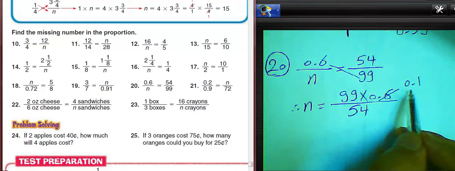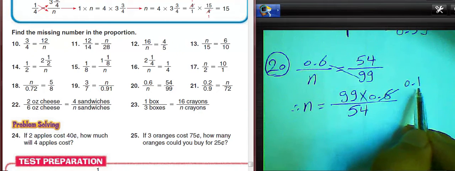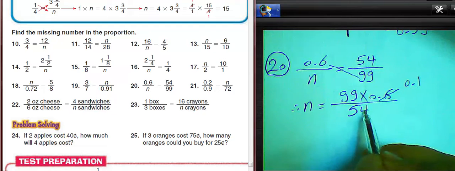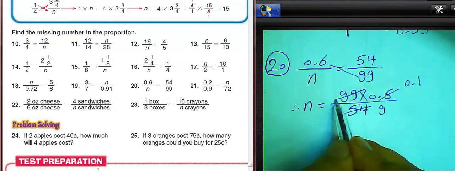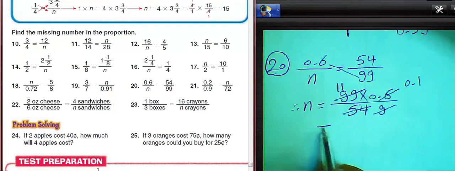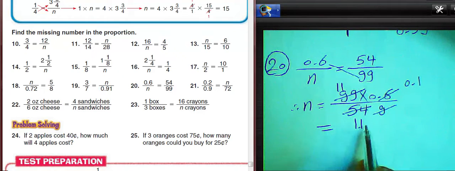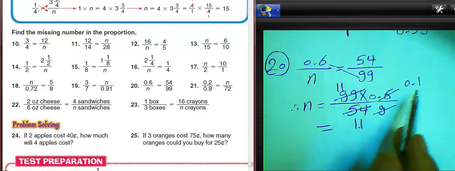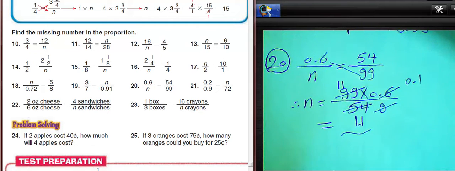1 tenth. Okay, again 6 tenths divided by 6 equal 1 tenth, and 54 divided by 6 equal 9, and 99 divided by 9 equal 11. 11 times the tenths equal 1.1. The point after 1 digit. 11 times 1 equal 11, and the point after 1 digit. So the result will be 1.1.